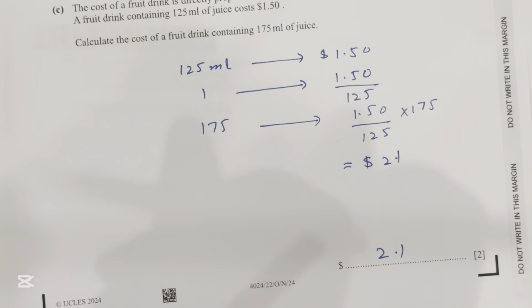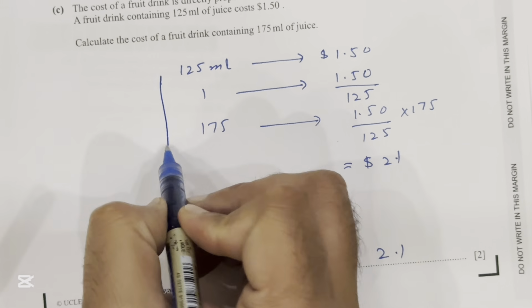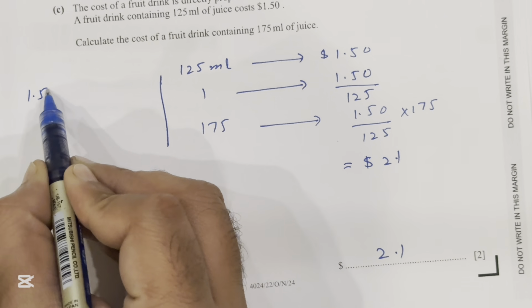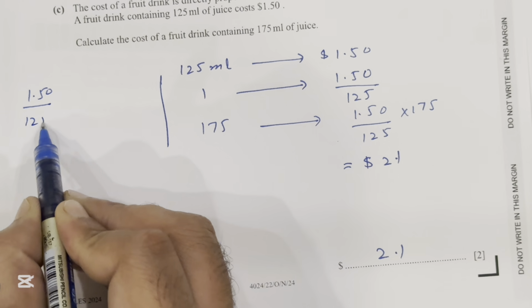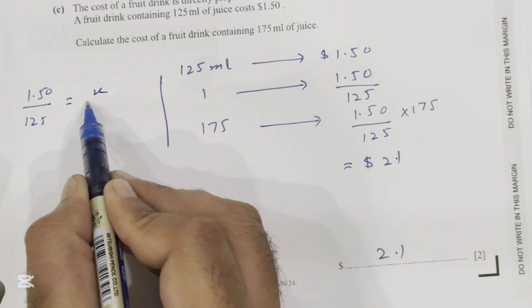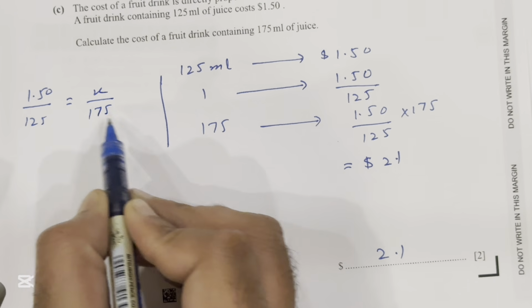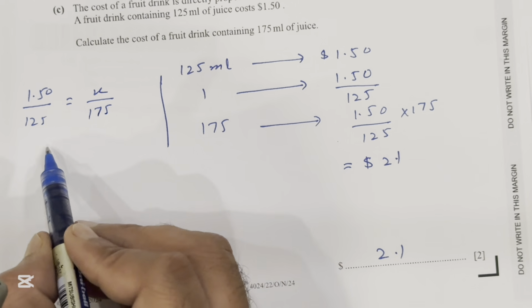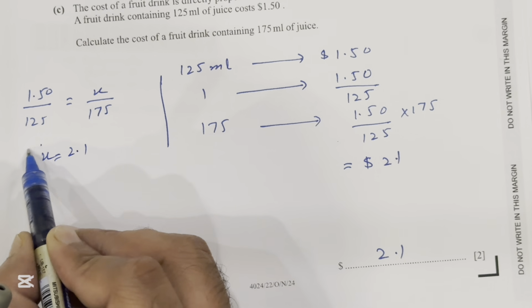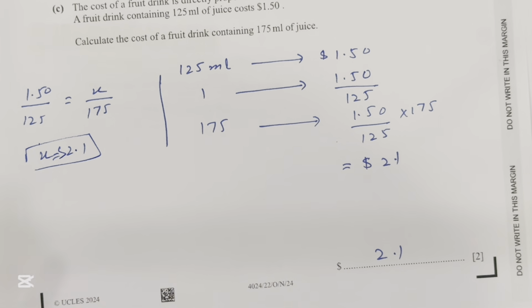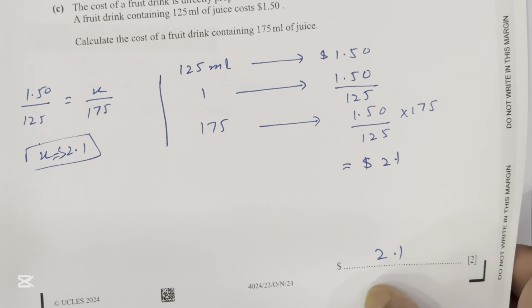Okay, you can also do this question by the ratio method. It is like that: 1.5 is represented by 125 ml, and how much cost is represented by 175? So you can cross multiply it and you will get the same answer that is equal to $2.1. Okay, it's your choice. Whichever method suits you best, you can do it. Okay, moving to part D.